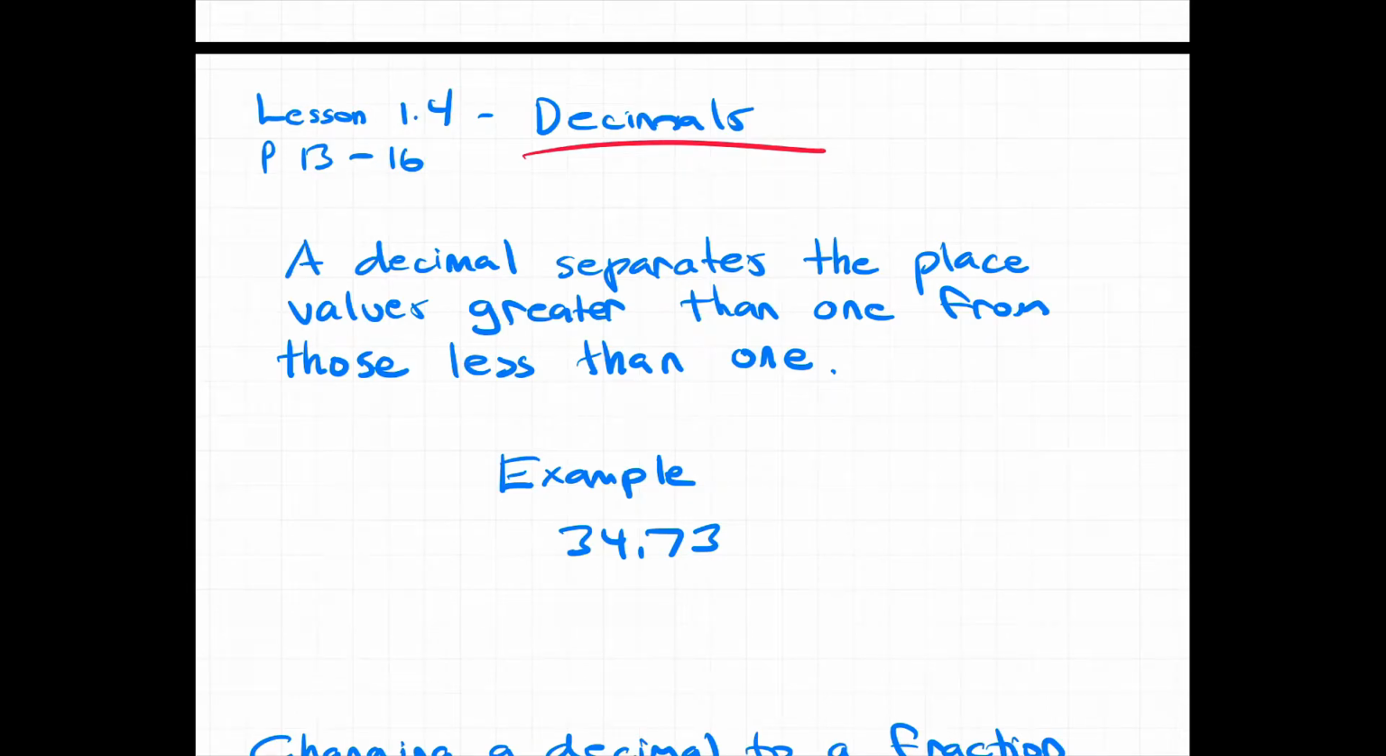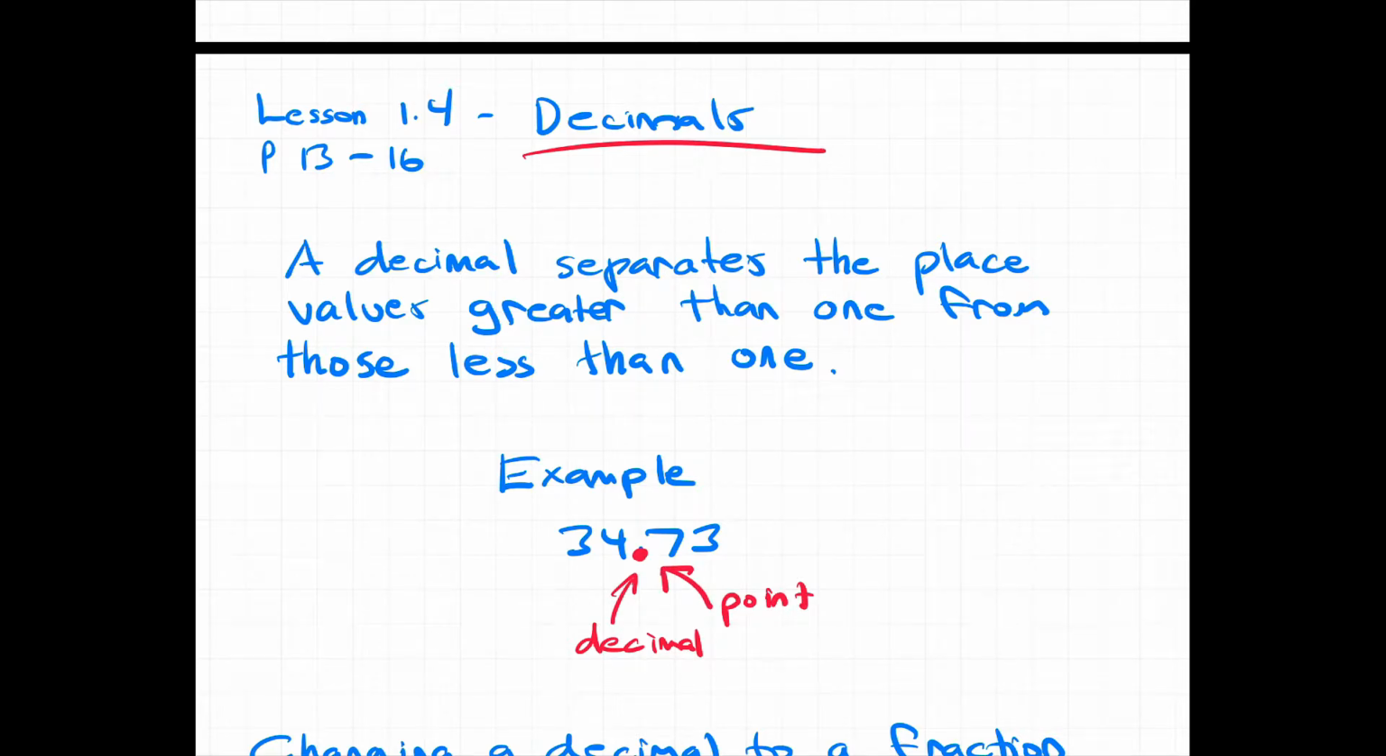This is lesson 1.4 and we're going to be taking a look at decimals and how to use them in our calculations. So as it says right here, a decimal separates the place values that are greater than 1 from those that are less than 1. So if we look at the example down below, this is 34 point. So this is the decimal and it's often read out as 34.73. You could also say 34.73, but more commonly we refer to this as the point.